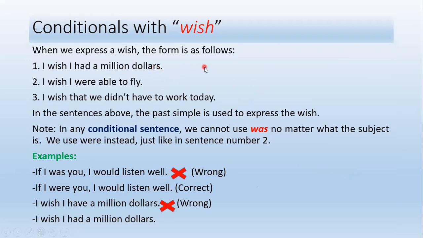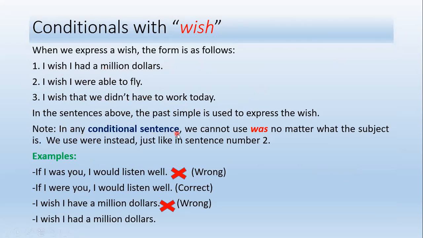Now, when we express a wish, the form is as follows. For example, I wish I had $1 million. I wish I were able to fly, and I wish that we didn't have to work today. Now, in the sentences above, the past simple is just to express the wish, right? So we have here, I wish I had, I were, and we didn't.